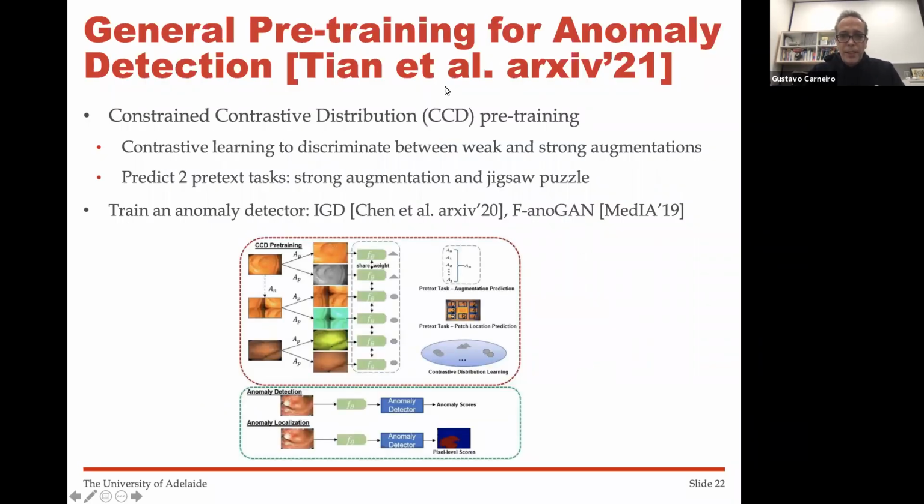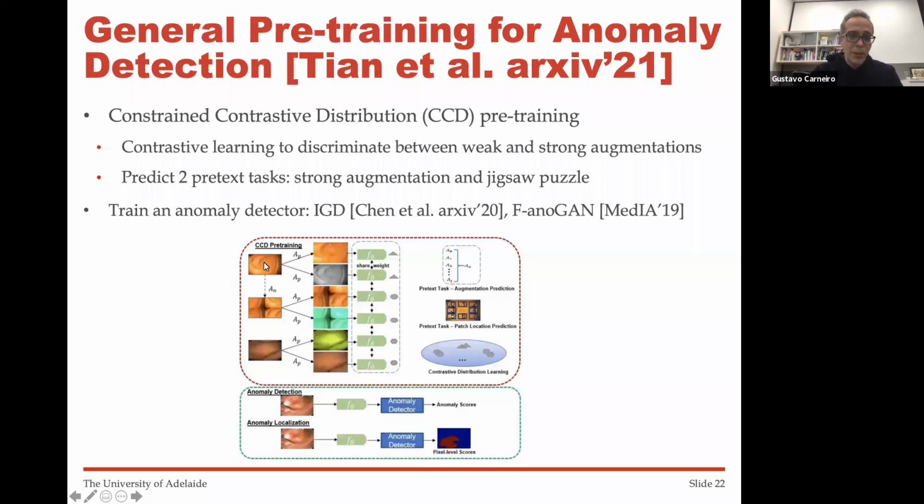More recently, we have proposed a general pre-training for anomaly detection. So basically, before we tried this deep InfoMax, and now we tried the SimCLR type of training, where we have a contrastive loss, to train using only normal images. And then we also added two pretext tasks, one based on augmentation prediction and one based on patch location prediction.